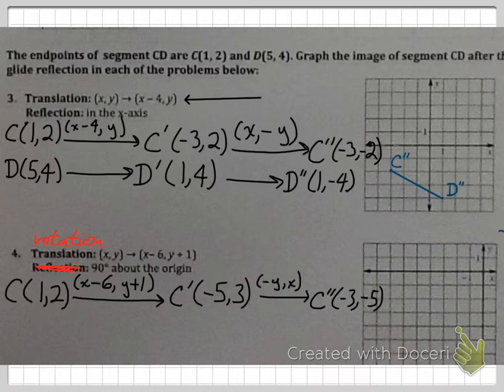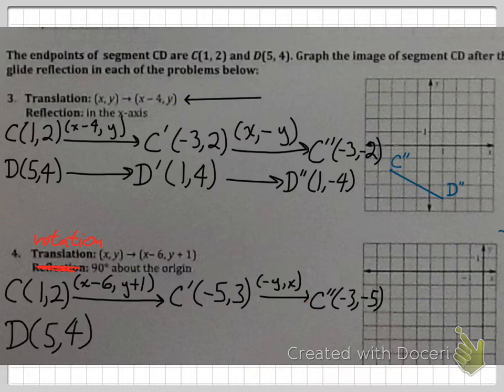And then after rotation 90 degrees about the origin, that's (x, y) becomes (-y, x). Okay, remember you need to memorize those rules: the rules for rotation, clockwise and counterclockwise, and the 4 rules of reflection. All right, and so you get finally C double prime is -3, -5.